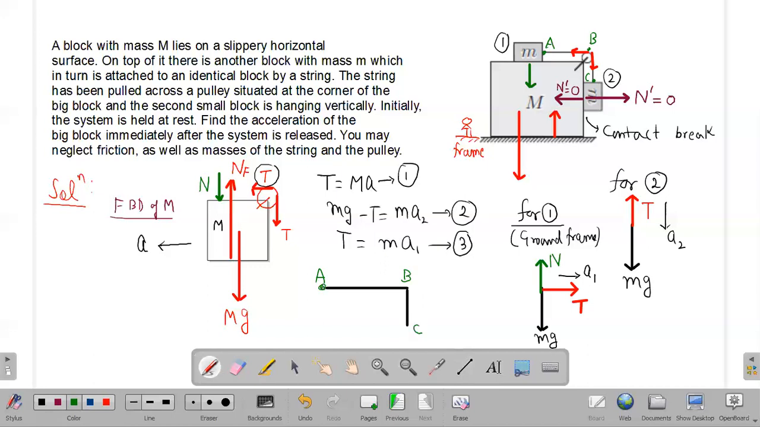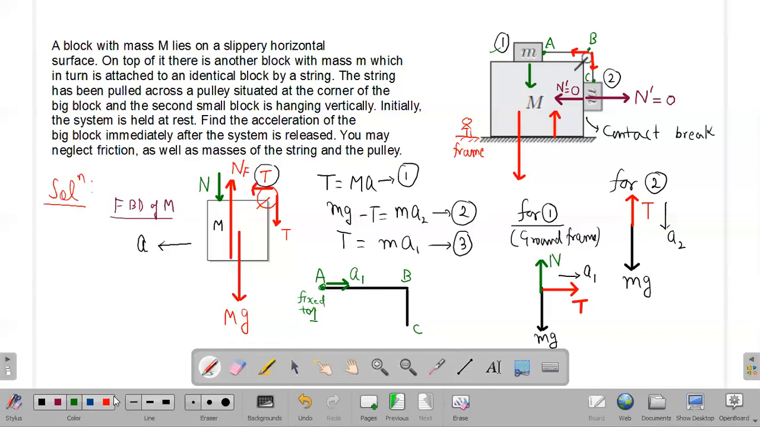Point a is attached to the mass small m. This point a is fixed to block 1, and therefore, since it is fixed to block 1, this point a must have acceleration similar to block number 1. So the acceleration of this point will be the same as the acceleration of this mass small m, which is marked as 1, and its acceleration is a1.